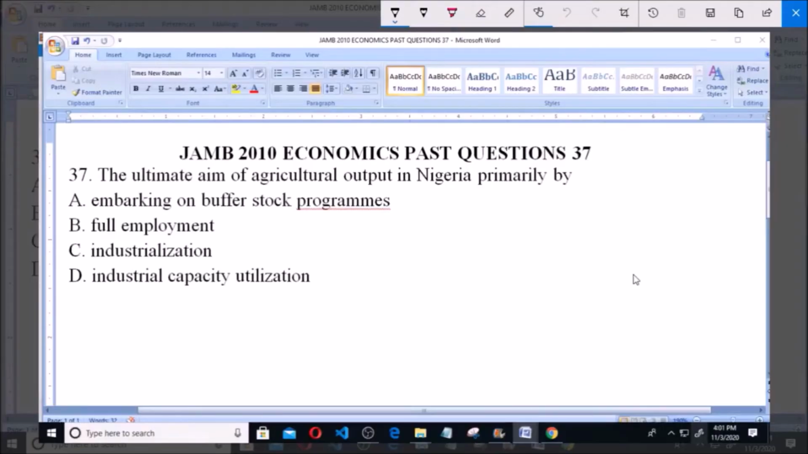To Jamb 2010 Economics Past Question 37. The ultimate aim of agricultural output in Nigeria primarily is to achieve A. Embarking on buffer stock programs, full employment, industrialization, and industrial capacity utilization.